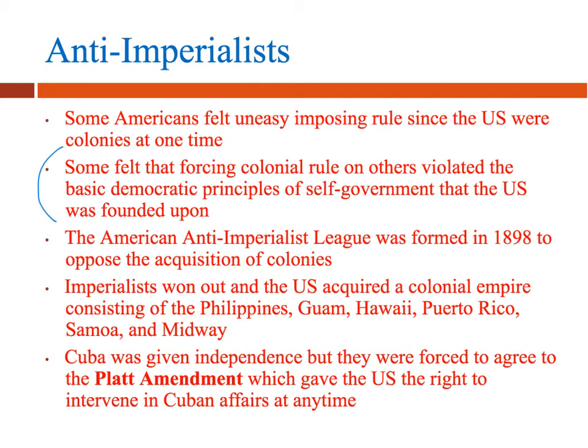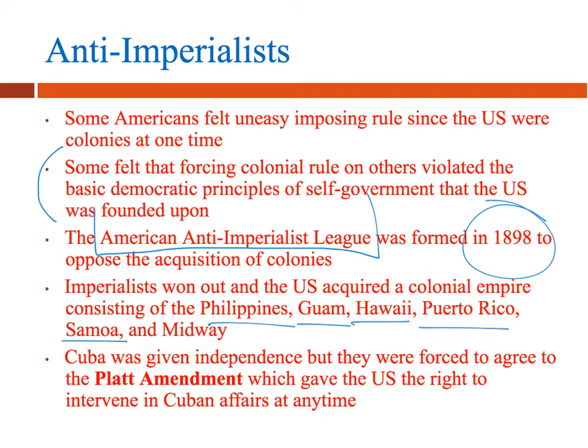So opposition rose in 1898 and after the U.S. gained colonies. One group was called the American Anti-Imperialist League, but the imperialists overall won out, and the United States did gain a colonial empire. That included the Philippines, Guam, Hawaii, Puerto Rico, Samoa, and Midway.